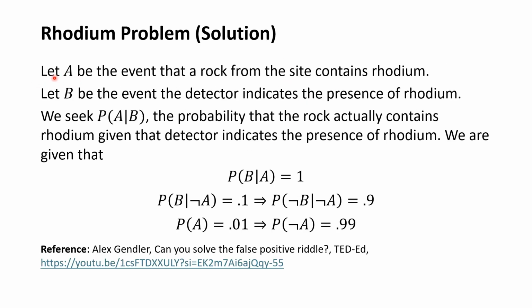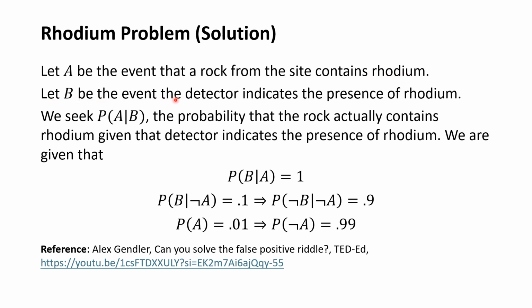So let's solve the problem. We'll let A be the event that a rock from the site contains rhodium, and we were told that the probability there was just 1%, and we should say maybe the rock that looks like the rock that the prospector is selling. So there's only a 1% chance that that rock is going to have rhodium.